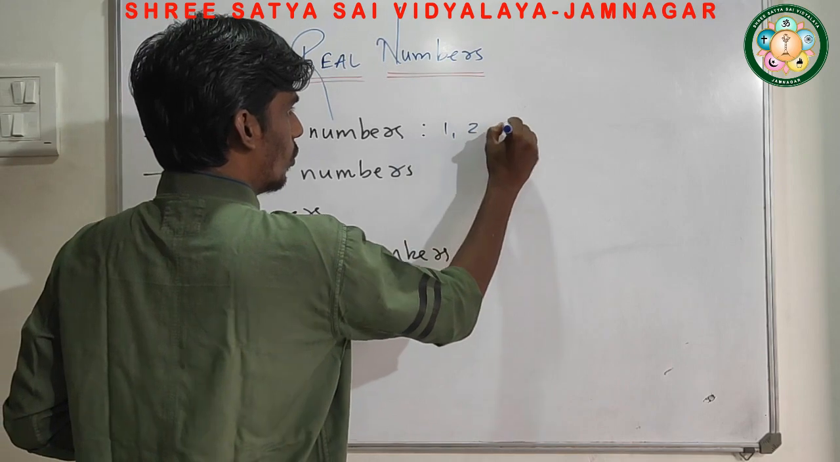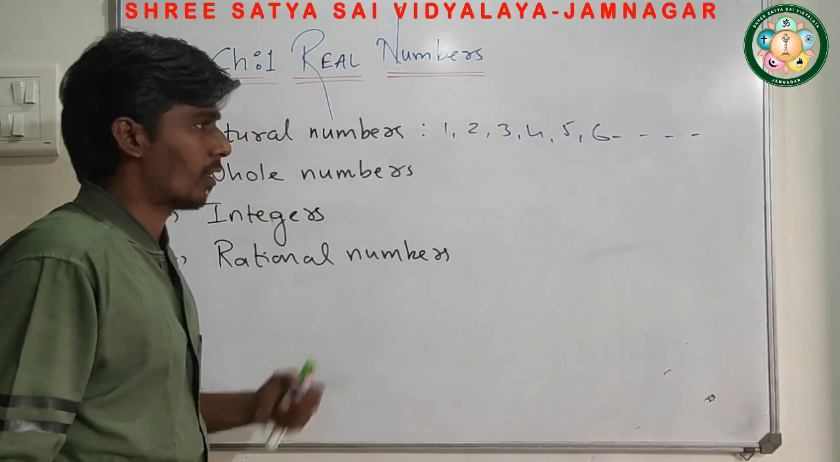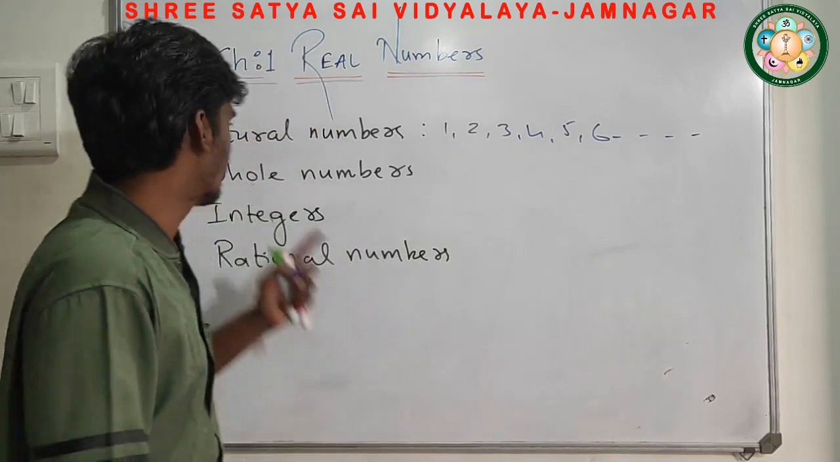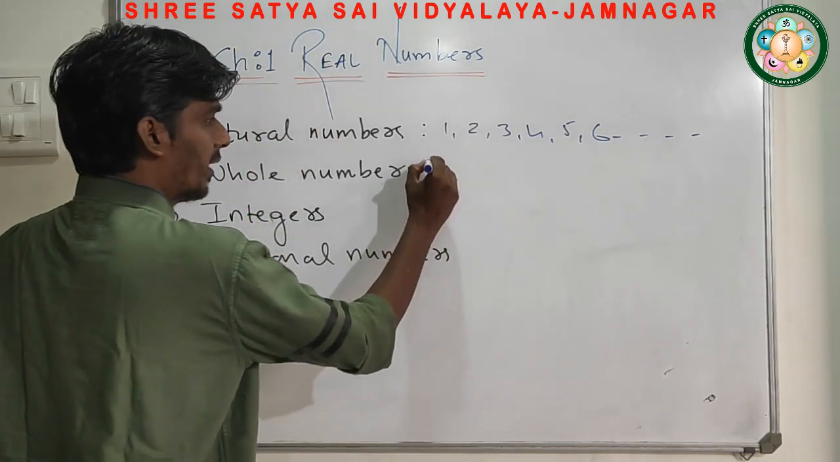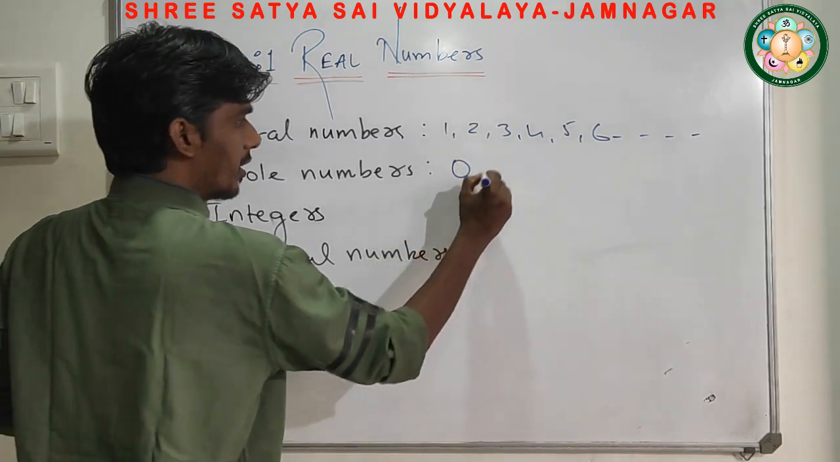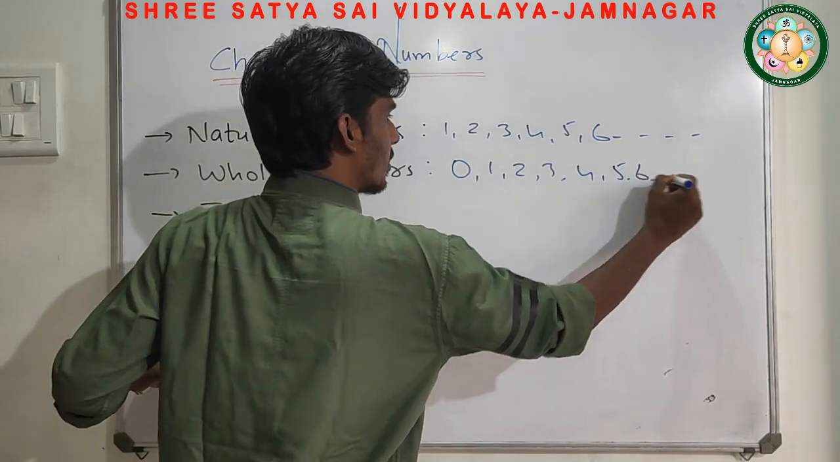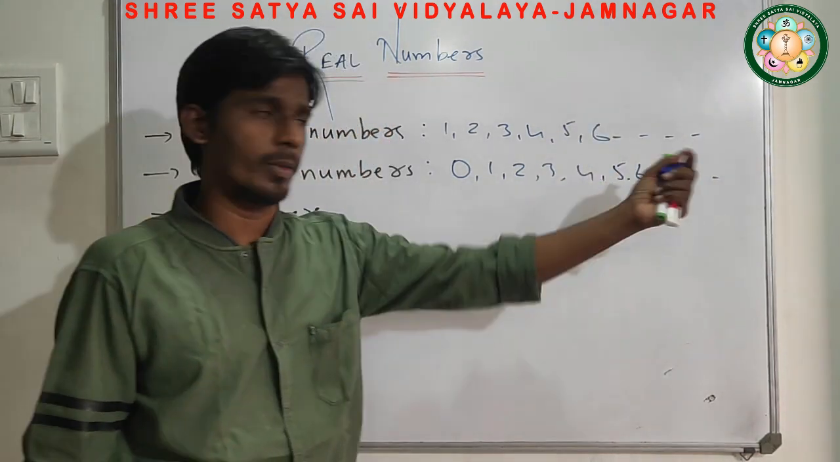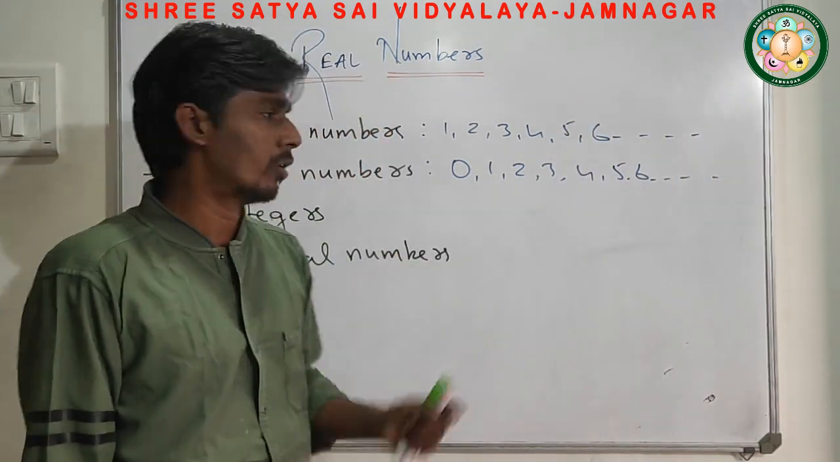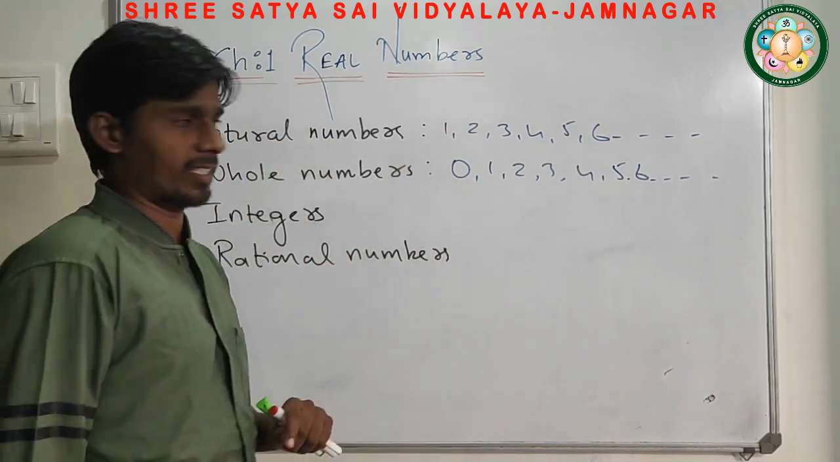1, 2, 3, 4, 5, 6, all the infinite. All the counting numbers are natural numbers. Whole numbers include what? All the natural numbers including what? 0, 1, 2, 3, 4, 5, 6 and so on. All the infinite numbers starting with what? 0. So 0 is the smallest whole number, 1 is the smallest natural number.